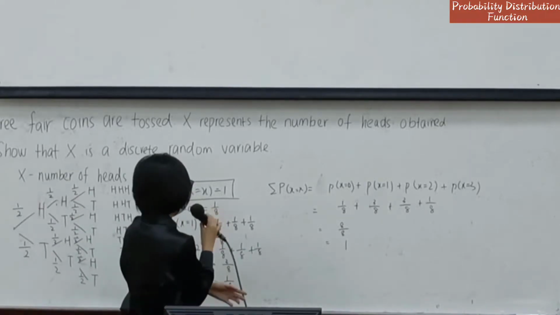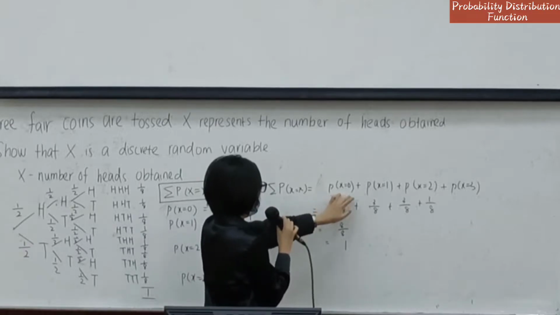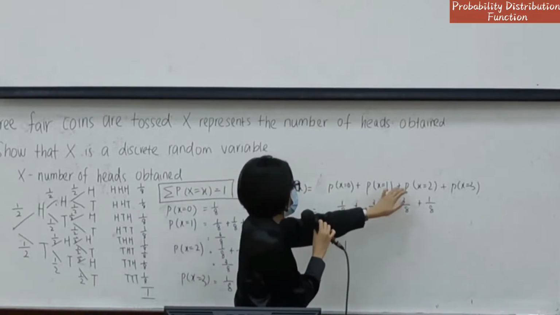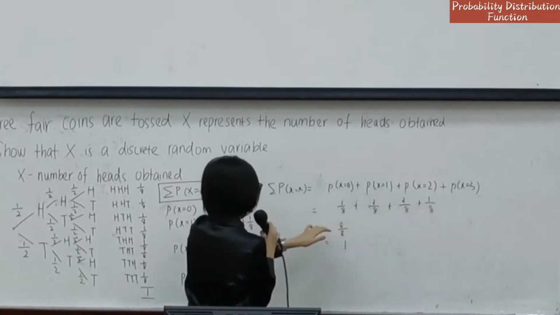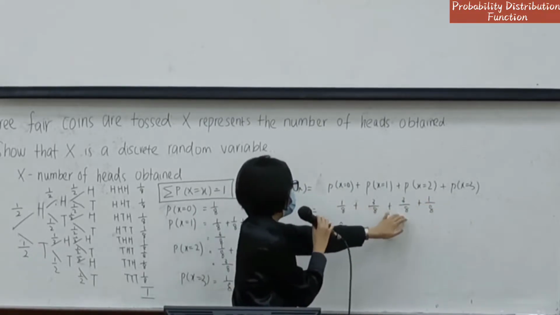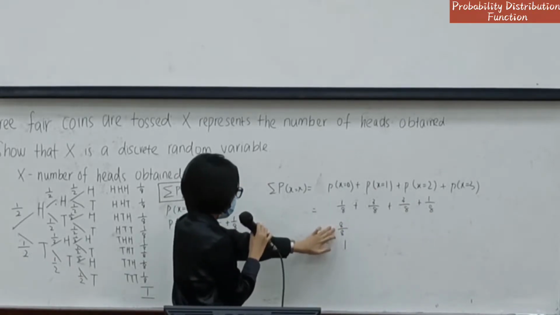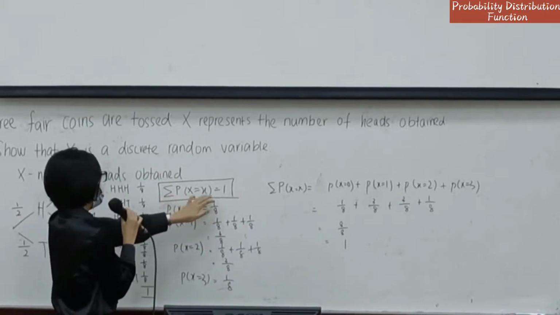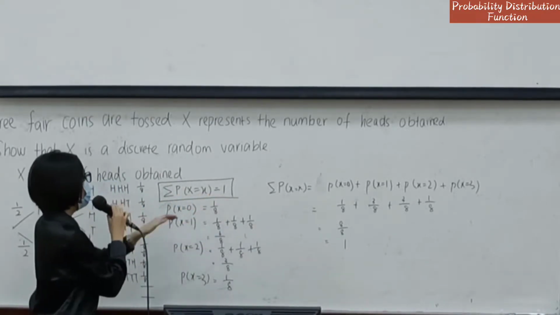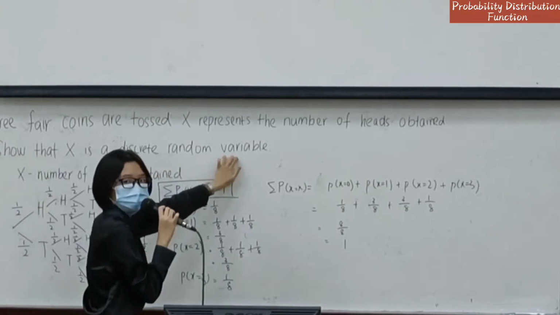And now we have to add all these. So P(X=0) plus P(X=1) plus P(X=2) plus P(X=3), so 1/8 plus 3/8 plus 3/8 plus 1/8, which equals 1. So the sum of P(X=x) equals 1. So this shows that this is a discrete random variable.